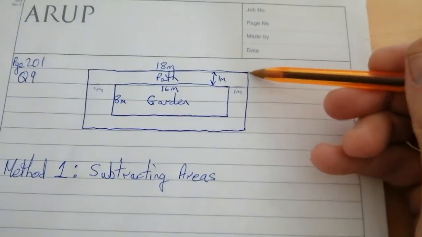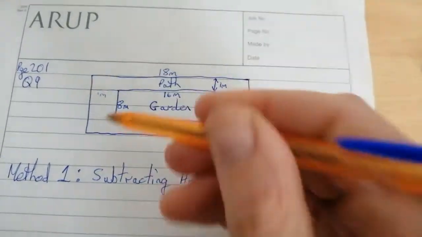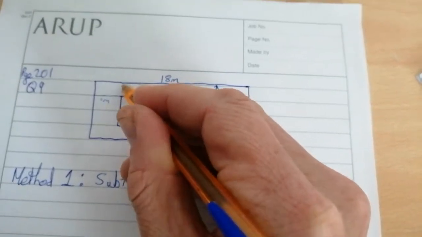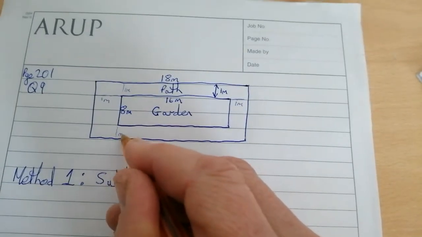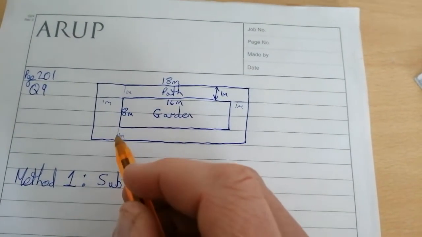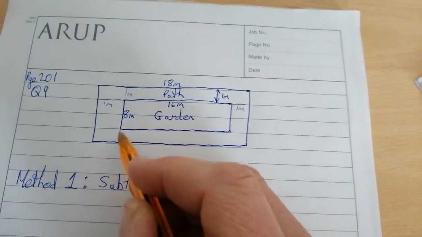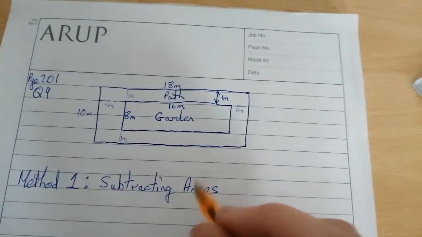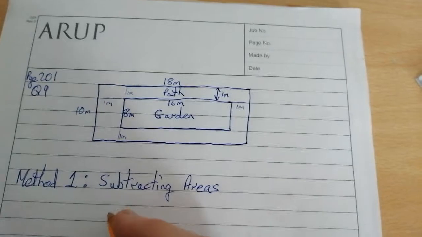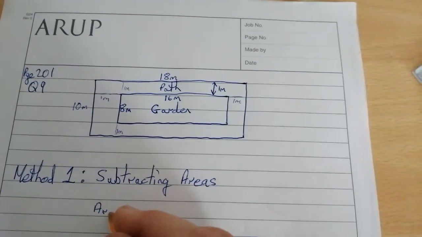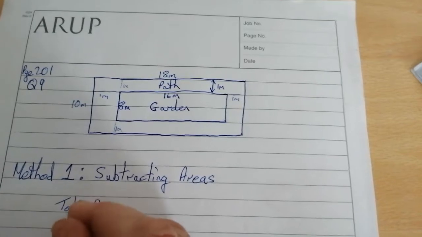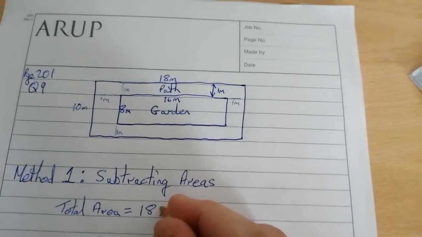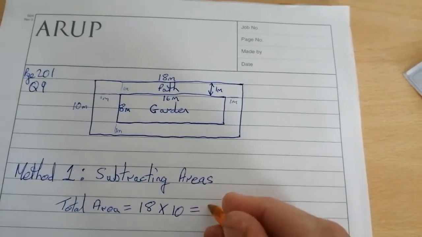And the same goes down the side for the width of the large rectangle. Well, we know if this is 8 meters and it's another 1 meter up here, the width of the path, and another 1 meter down here, the width of the path again, then 8 plus 2 is 10 meters. That is the width of the large rectangle. So if we have the length and the width of the large rectangle, we can find the total area. Total area is equal to length by width, so 18 multiplied by 10, which is equal to 180.